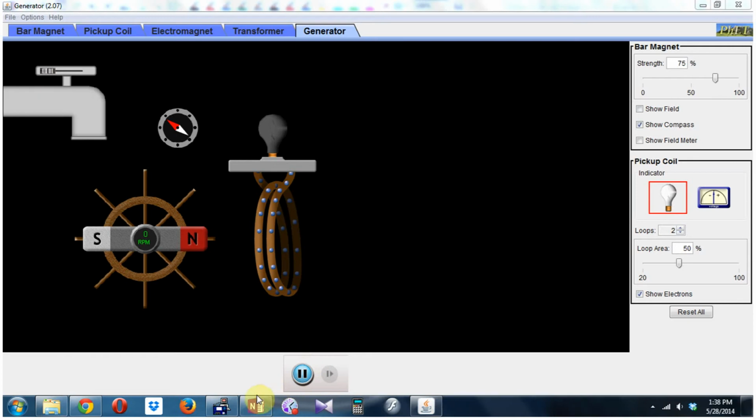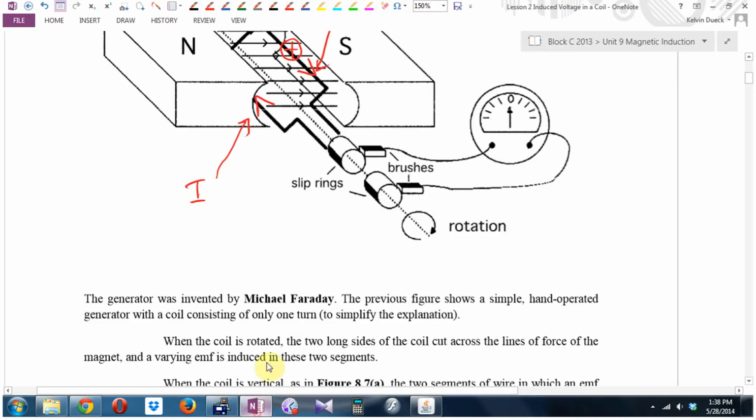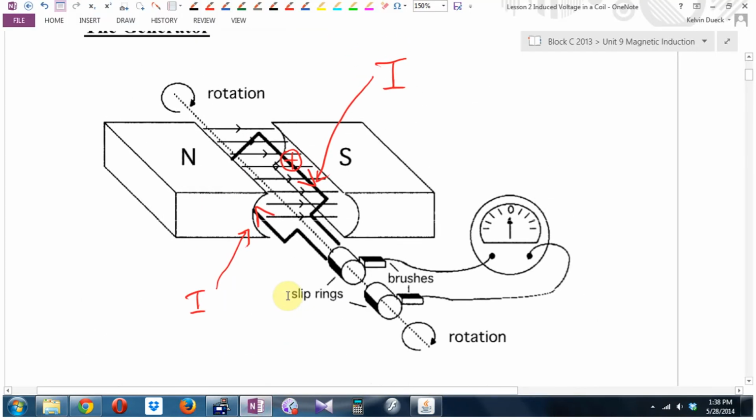So, generators. We're going to get to this setup in a second, but I want you to look here. What about when the wire is at the very top? At the very top, instead of moving down, the wire is moving to the right. Which way is the magnetic field? Also pointing to the right. So when the wire is vertical, no voltage will be induced. When the wire is horizontal, maximum current, maximum voltage will be induced.